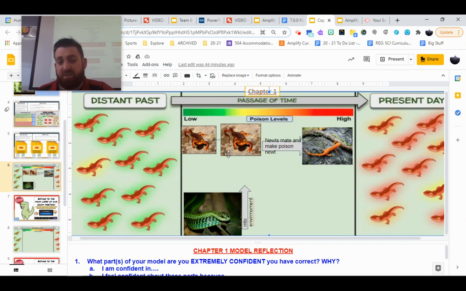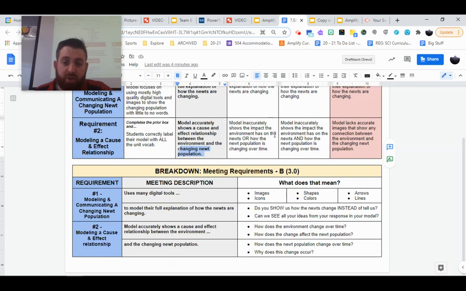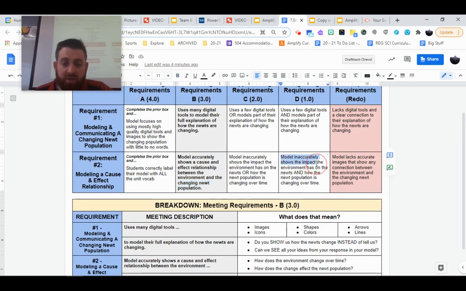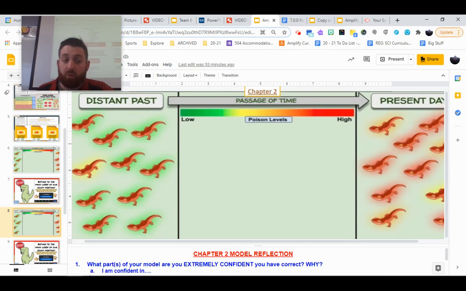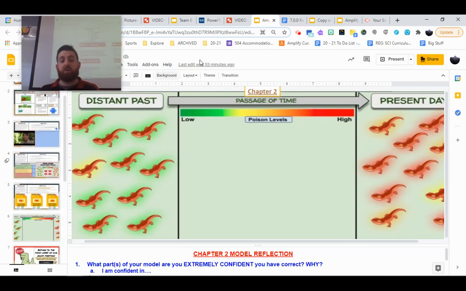So these ideas have the beginnings of our rubric, but don't really give a detailed model of what's going on. So if I were to give this person a grade, I would say the model inaccurately shows the impact the environment has on the newts. I know there's snakes, but I don't know what's going on with that environment and how the newt population is changing. I don't really see that. I know change is happening. I know it might have something to do with mating, but I don't see anything else. So again, this person would probably be here. And that's how I'd go about grading that person's rubric, their model. A really good start, but definitely some improvements that we can make.